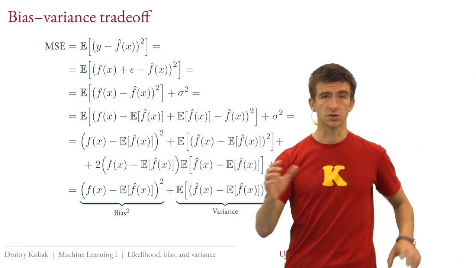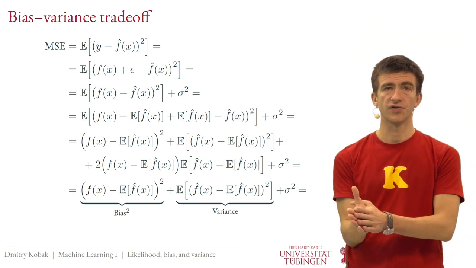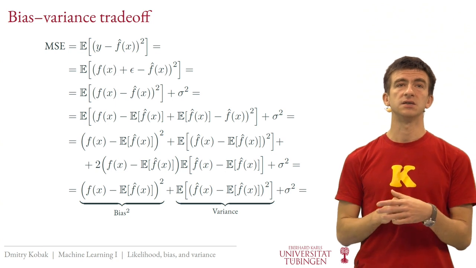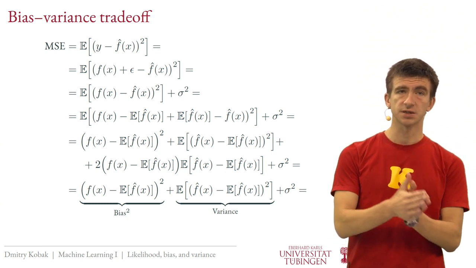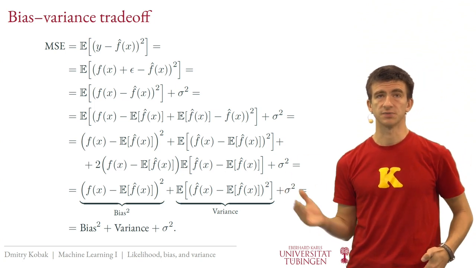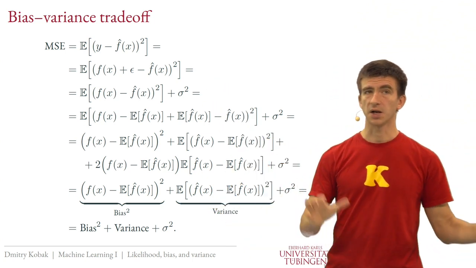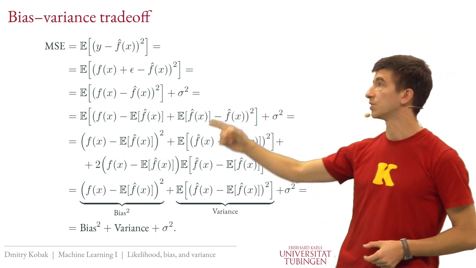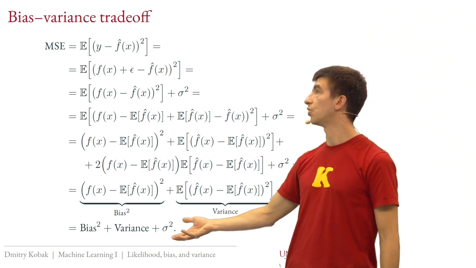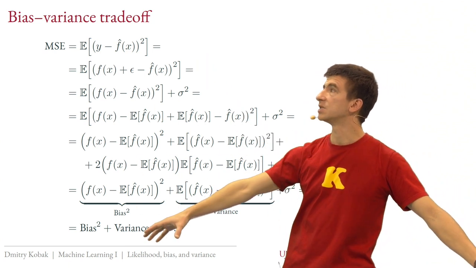And now look closely at these terms that survived. The first is the difference between the true function and the average of our predictions, squared. So this is the squared bias. And the second thing is the expected value of the squared deviations of our predictions from the average prediction, and this is the variance, by definition of the variance. Plus there is a sigma squared, which in this context is sometimes called irreducible noise. Even if an oracle gives you the true f, so you don't need to fit anything, you still will have a mean squared error of sigma squared, because there's always noise on the new data that is impossible to predict. So sigma squared is irreducible noise, but the thing that can be reduced by fitting the model, the squared error, can be decomposed into squared bias and the variance.